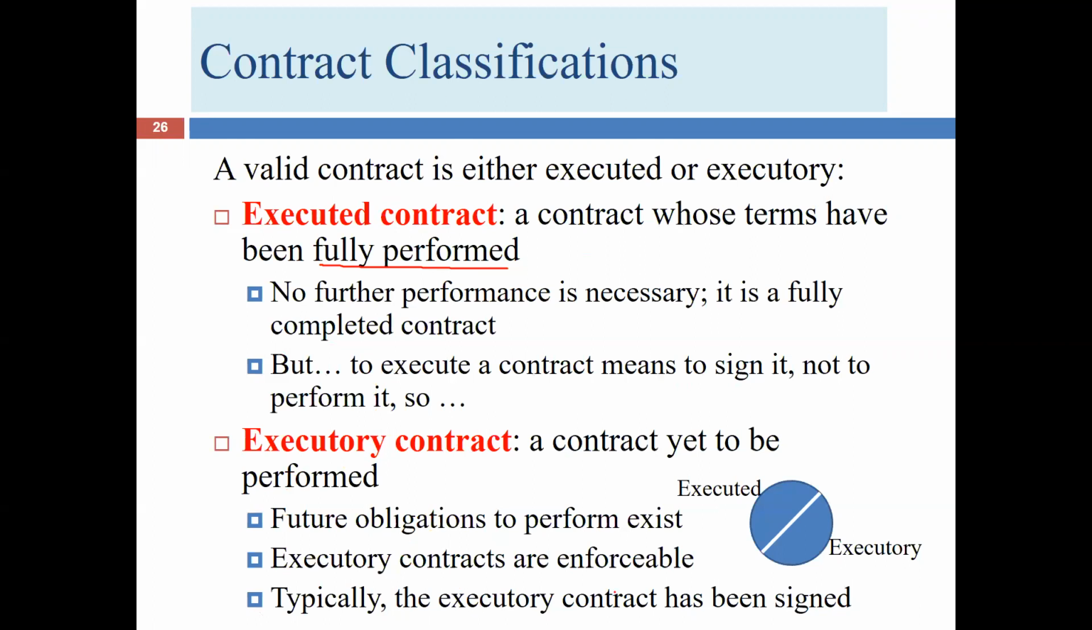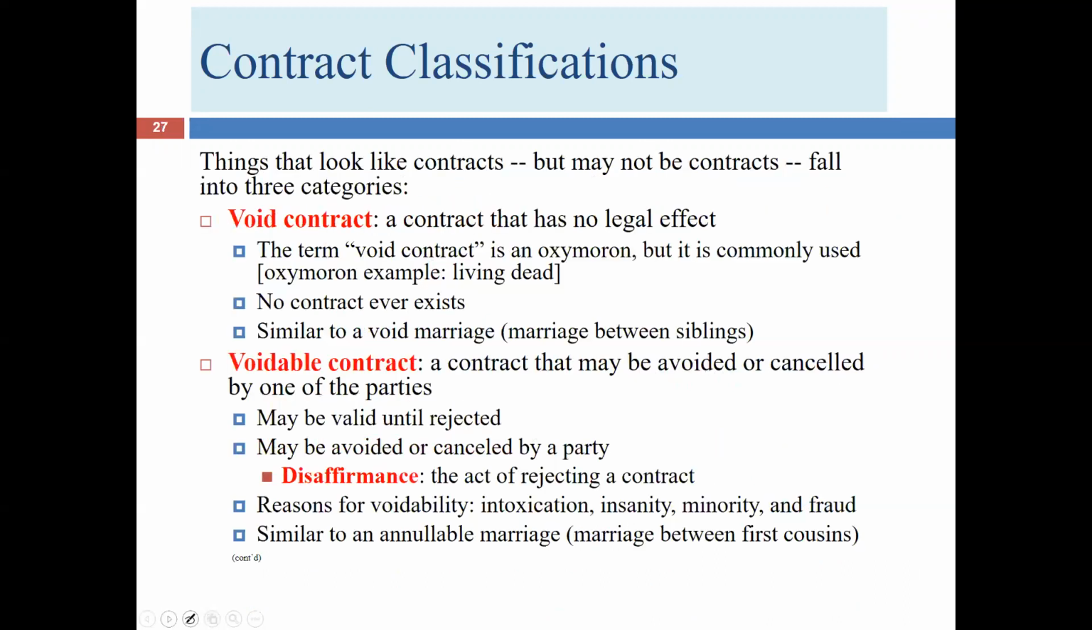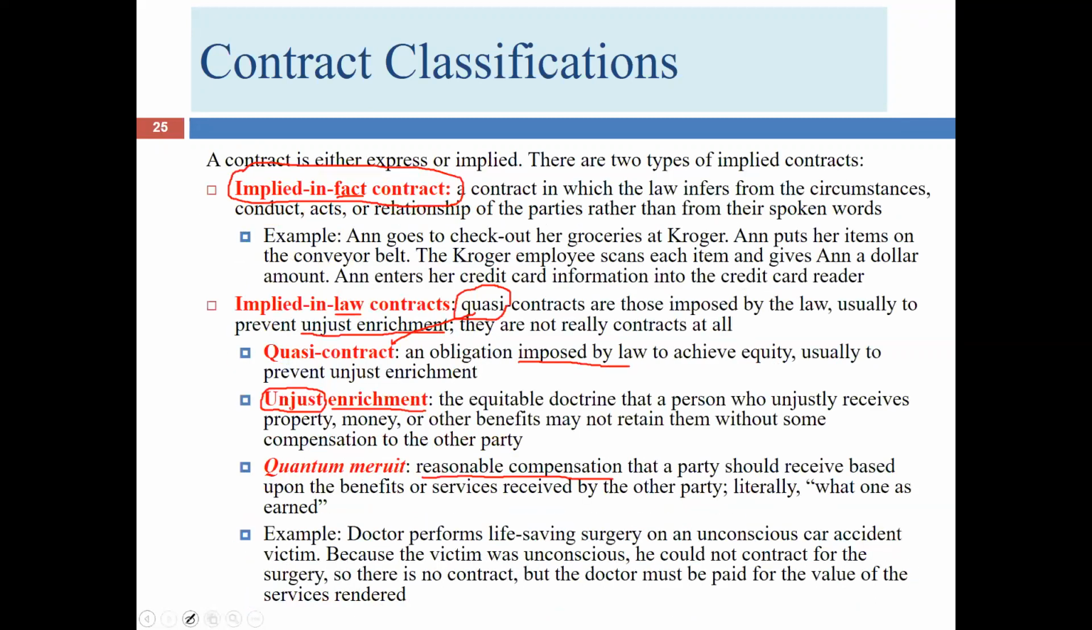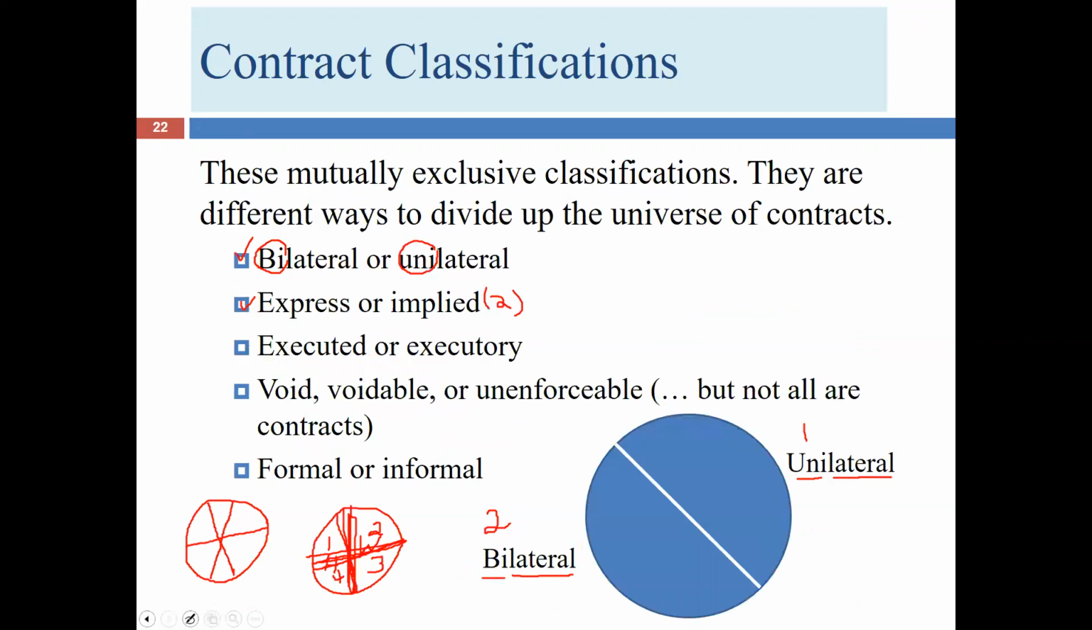And of course, an executory contract will have been signed. Again, we can have an oral executory contract, so it wouldn't be signed, but if it's a written contract, typically the parties will have signed it. So let's go talk about void, voidable, and unenforceable.